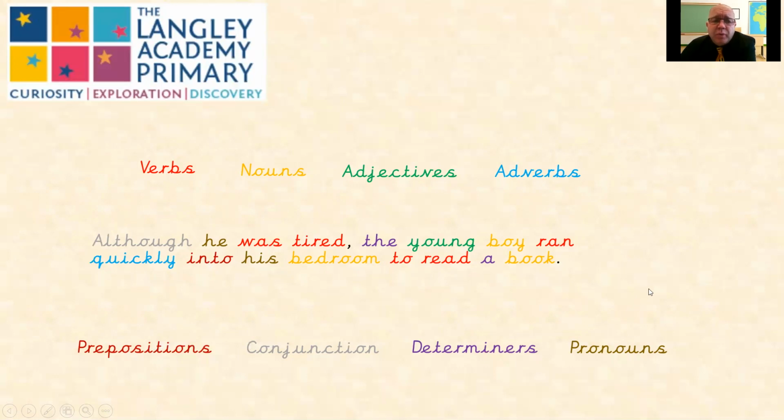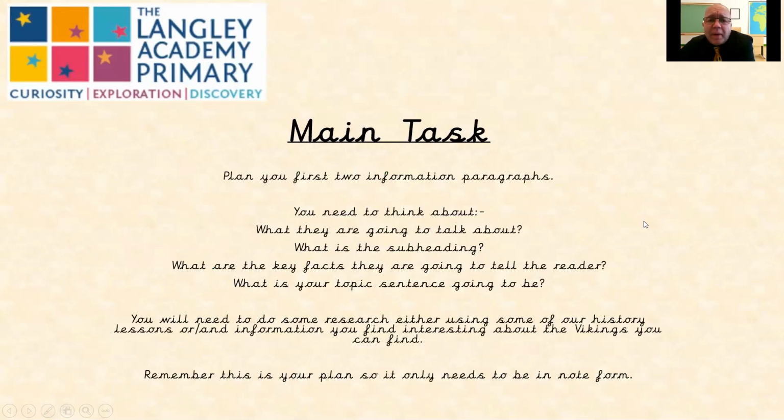And then over the course of the week, we'll look in a little bit more detail at some of these and how some of them can be broken down into slightly smaller word classes as well. Okay, but that's for the next few lessons. For now, we're going to move on to our main activity for this week, which is all about creating a non-chronological report. Now, today's task is to plan the first 2 information paragraphs.